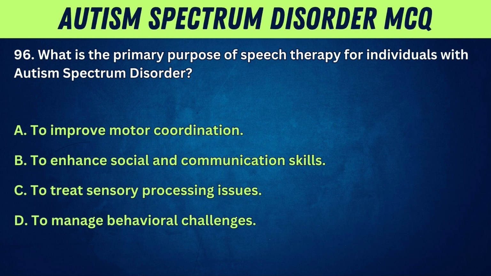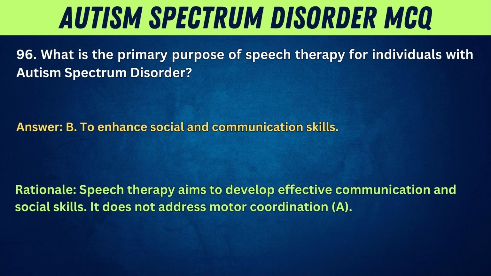A. To improve motor coordination. B. To enhance social and communication skills. C. To treat sensory processing issues. D. To manage behavioral challenges. Answer: B. To enhance social and communication skills. Rationale: speech therapy aims to develop effective communication and social skills. It does not address motor coordination.